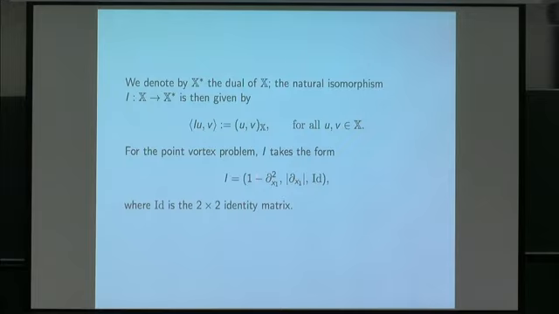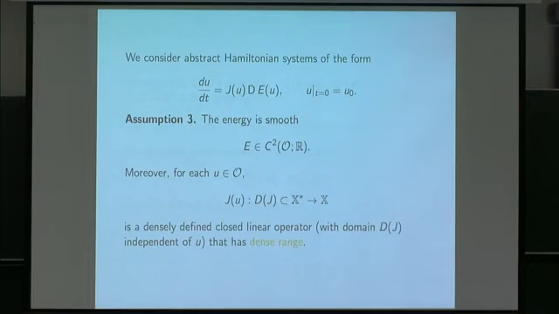For the point vortex, we have a very nice form for I, and ID here is the 2D identity matrix. Okay, so then the abstract: we consider the abstract Hamiltonian system of this general form, du/dt equals J of u, which depends on u potentially, times dE of u. The energy is going to be smooth, so C2, now restricted to this open set in the well-posedness space.